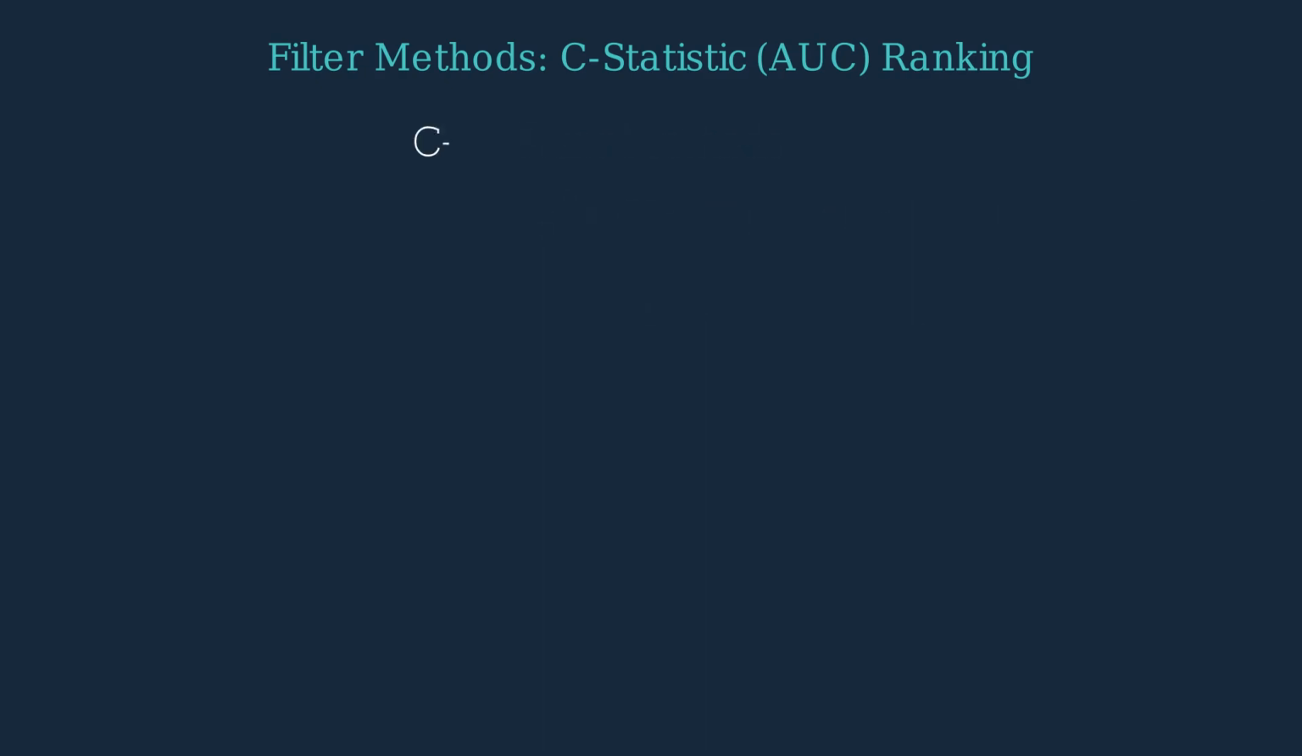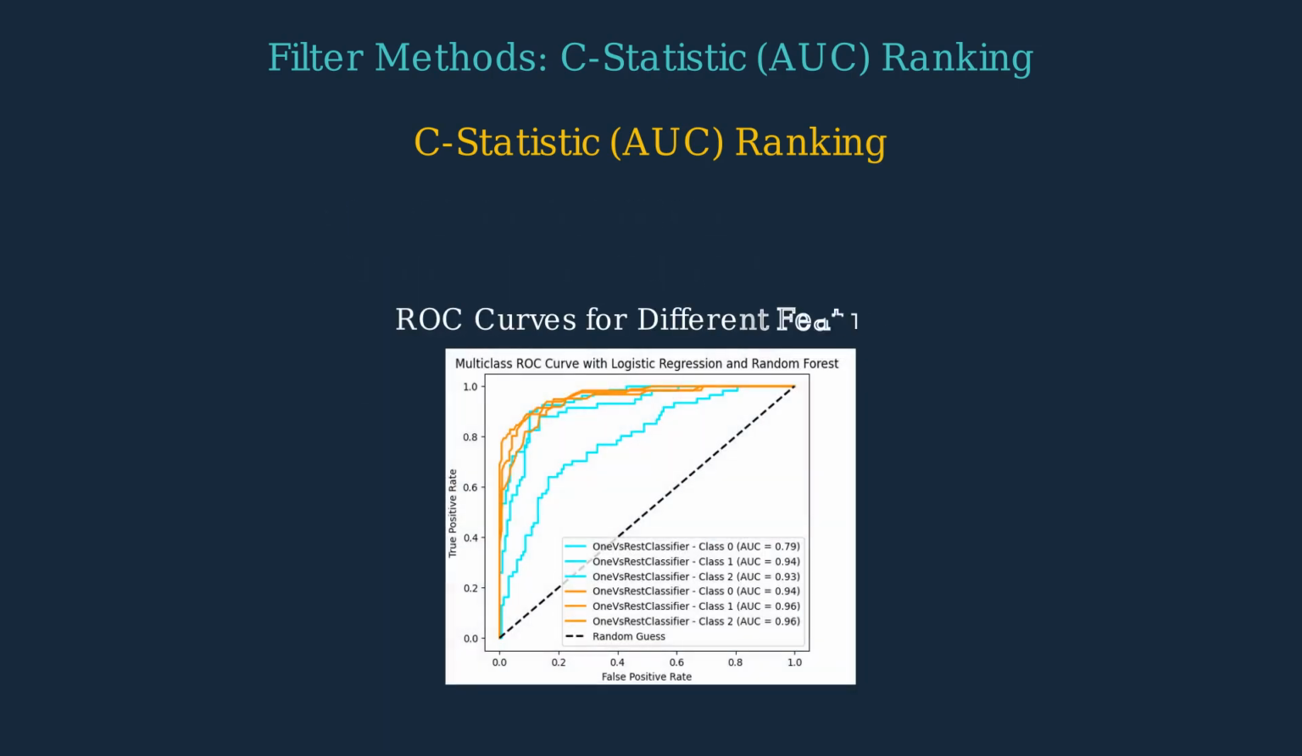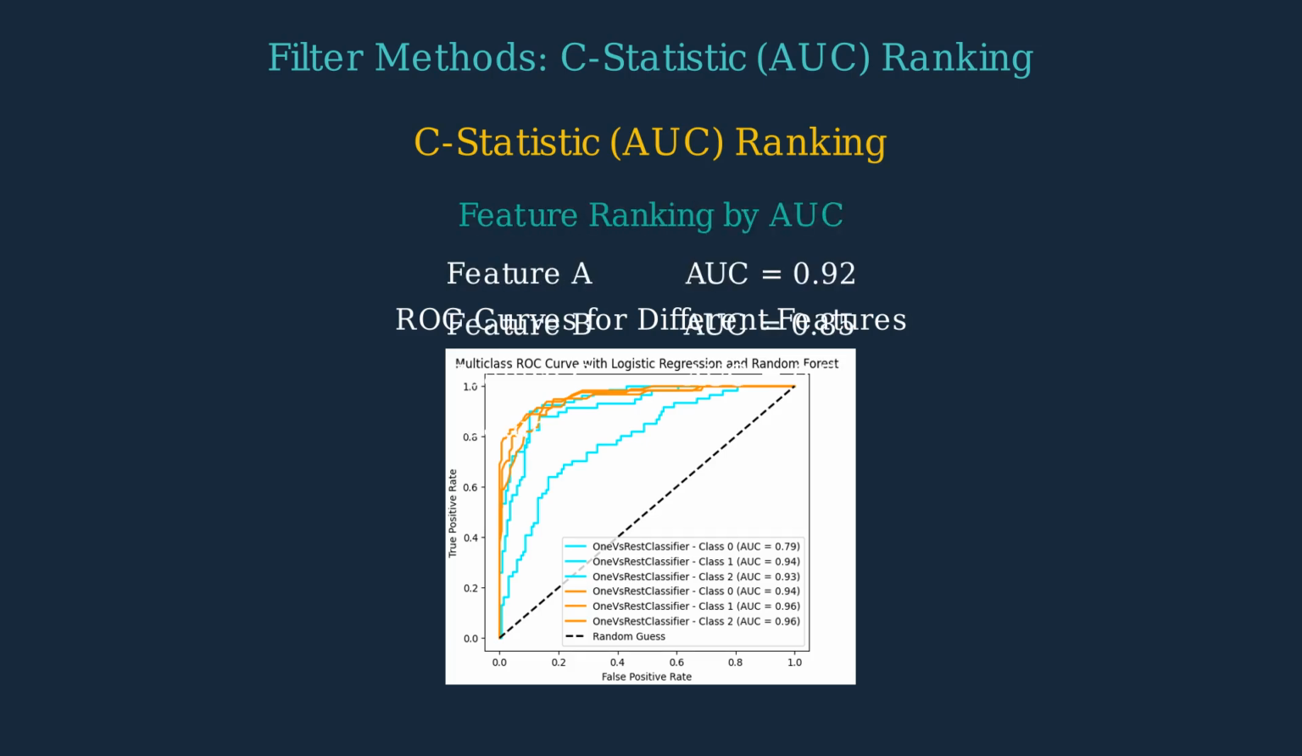One powerful filter method is C-statistic, also known as area under the curve, or AUC ranking. AUC measures a feature's ability to discriminate between classes. It ranges from 0.5 for random guessing to 1 for perfect discrimination. The AUC is calculated from the receiver operating characteristic curve, which plots the true positive rate against the false positive rate. Features with higher AUC values have better discriminatory power and are ranked higher in importance.